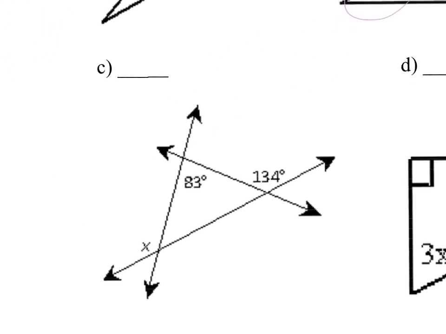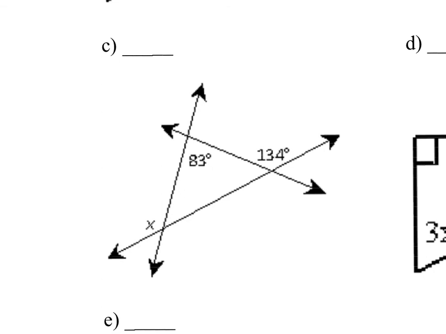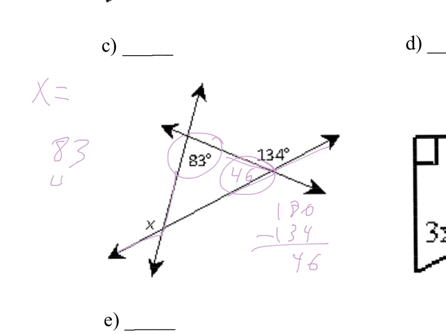Okay, this one, couple different ways of going about solving it. If this angle right here is 134, it's a linear pair with this angle inside the triangle. So 180 minus 134 equals 46. This is 46 degrees. Exterior angle x is equal to the sum of the two remote interior. So 83 plus 46 is going to be equal to x. 129. My answer. Okay, D.